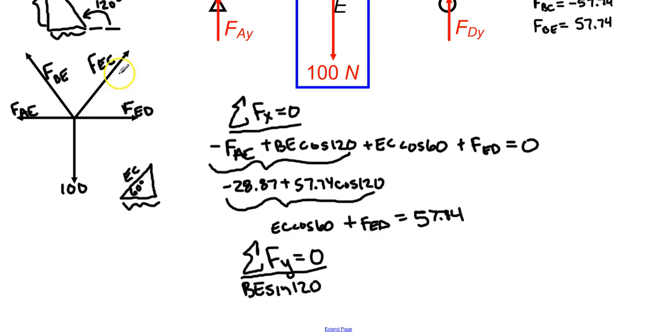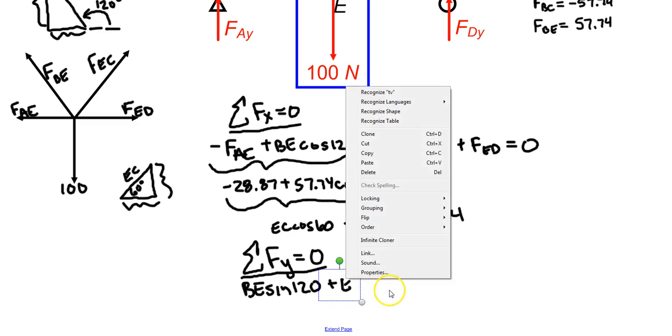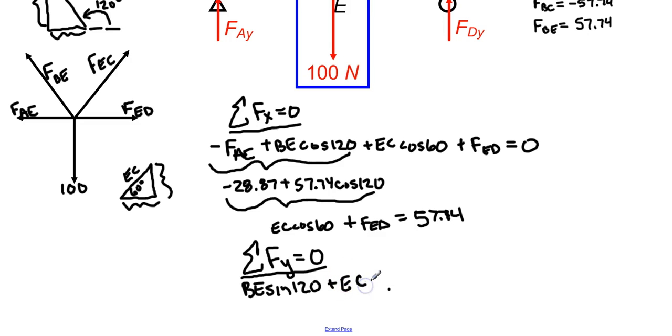We need the y component for EC. That's this guy right here. No need for a special angle. That's our 60. We wrap it around and we hit at 60 degrees. So that's plus EC times the sine of 60. And then our last force in the y direction that we need to account for is this negative 100. And those are all going to add up to 0. Simplify.